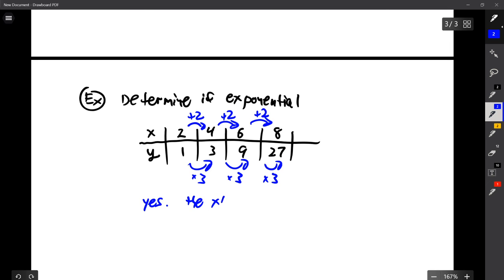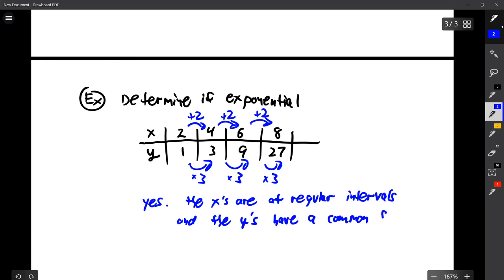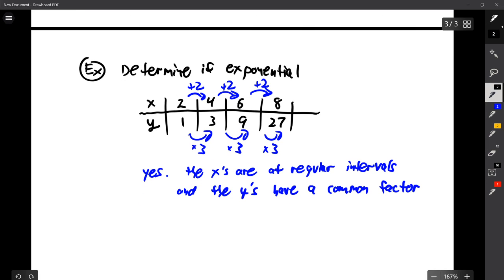The x's are at regular intervals. In other words, the gap between them is 2 each time. So the x's are at regular intervals, and the y's have a common factor. In other words, each time you jump up a certain x value, you are jumping up by a certain multiple of y values. Okay? And maybe one more example like that, and I think that'll do it for this lesson.